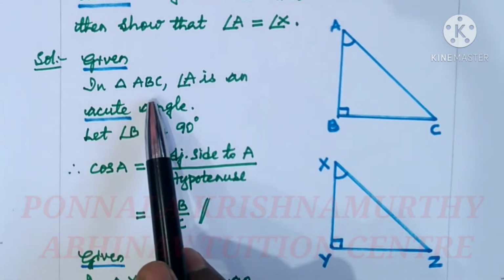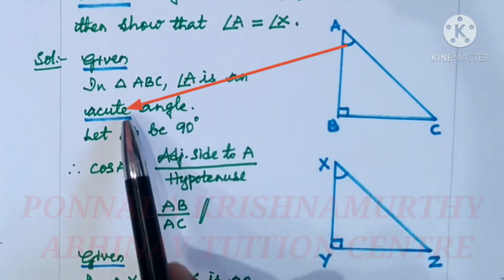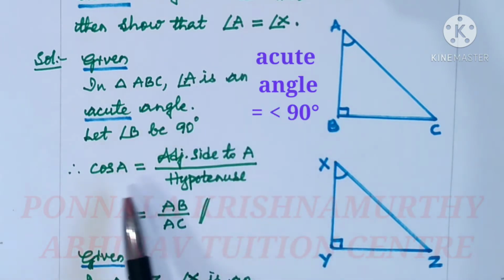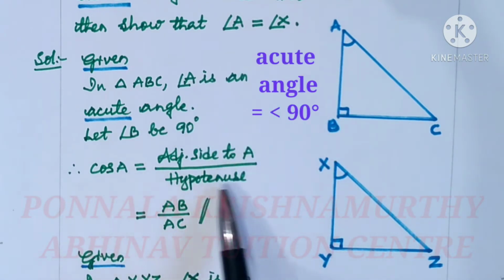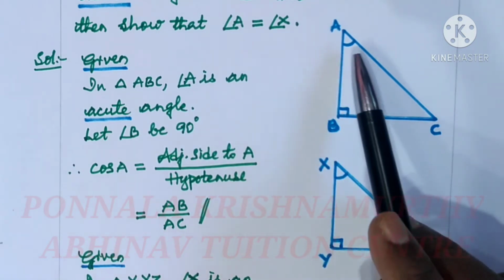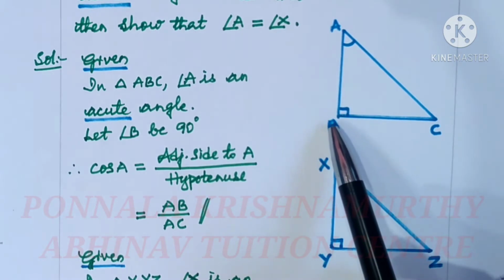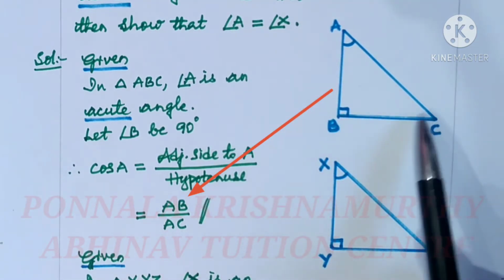Given in triangle ABC, angle A is an acute angle, this one. Let angle B be 90 degrees. Cos A is equal to adjacent side to A by hypotenuse. Here we have A, adjacent side to A is this one, AB, by hypotenuse is this one, AC.